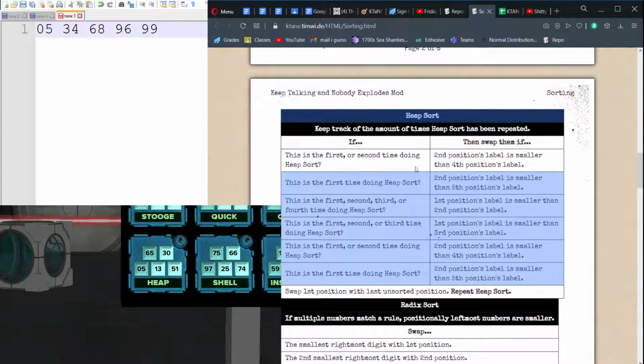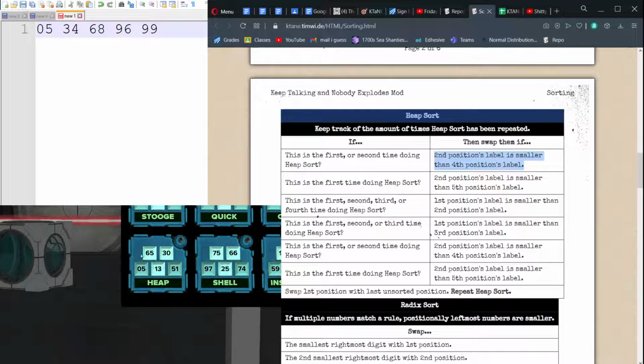And so we just follow all of these conditions. We swap 2 and 4 if 2 is smaller than 4. It is not, so we're going to keep them as it is. We're going to swap 2 and 5 if 2 is smaller than 5, and it's not, so again we keep that as it is. We swap 1 and 2 if 1 is smaller than 2, which it is. We swap 1 and 3 if 1 is smaller than 3, which it is.